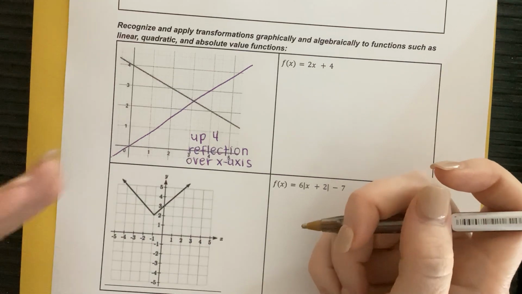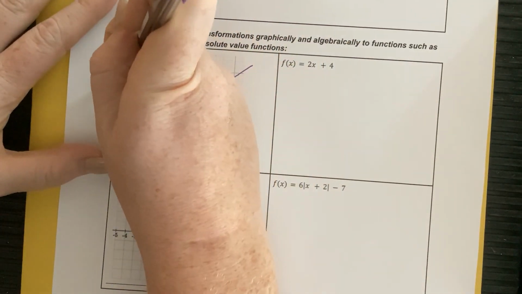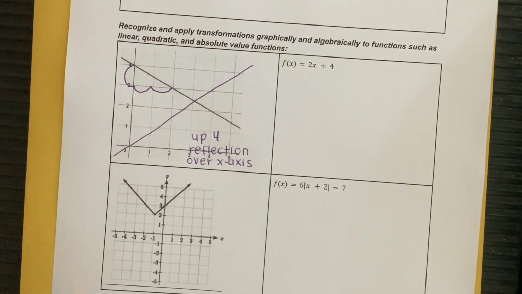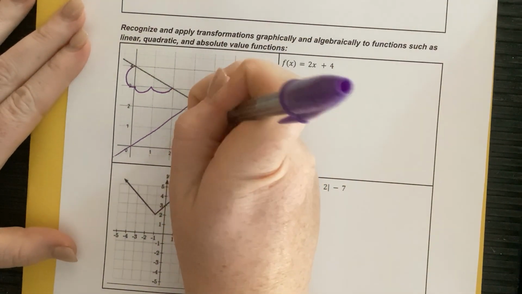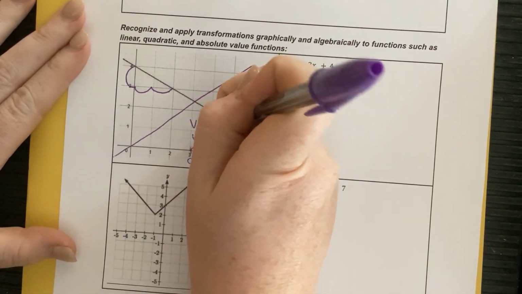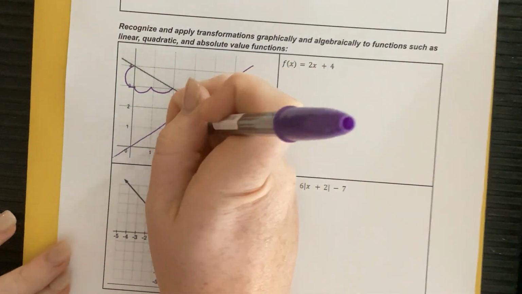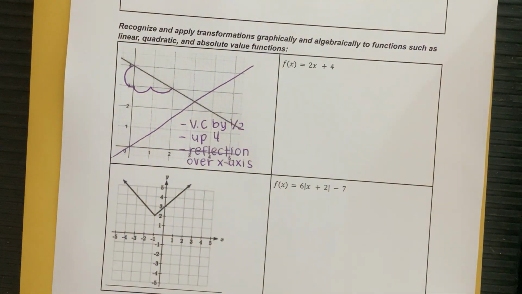And then the last thing, it went from being a little bit steeper to now it's a little bit more shallow. So if you see, we're going down 1 and we're going over 1, 2. So instead of our slope being 1, now our slope is half. So if it's a half, that means it's a vertical compression by 1/2. So again, it's kind of weird to think about linears having transformations, but in this case, this one has 3. So you can see what those 3 are.